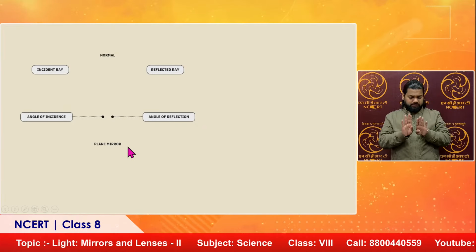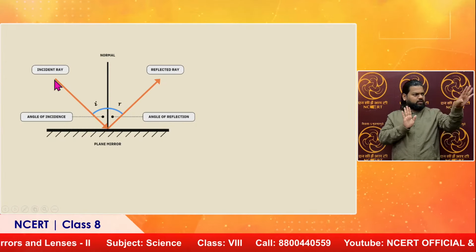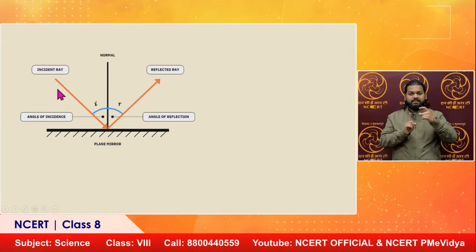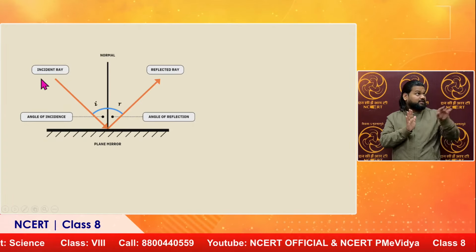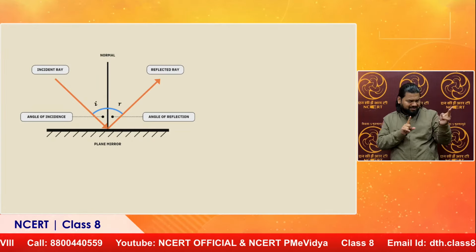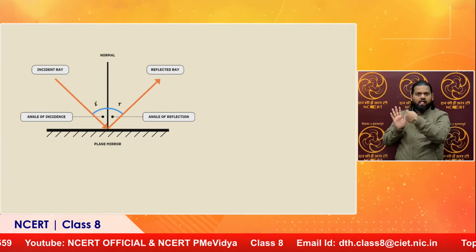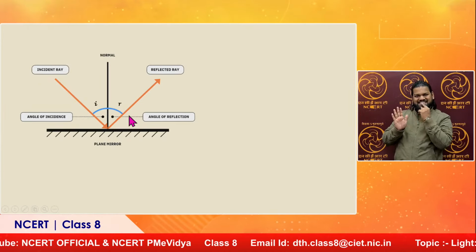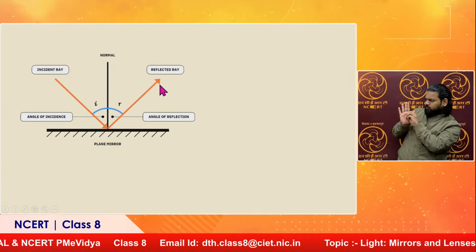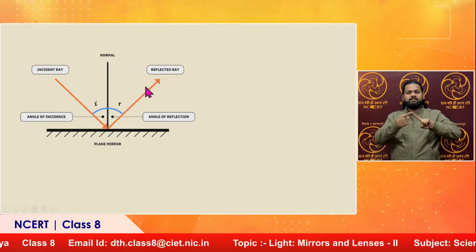Incident ray is the one that is falling on a mirror. The ray that falls on the mirror, what do we call it? The incident ray. In reflection, the ray is bouncing back. So, when it hits the surface of the plane mirror and bounces back in the other direction, that ray is called the reflected ray. The difference is clear.